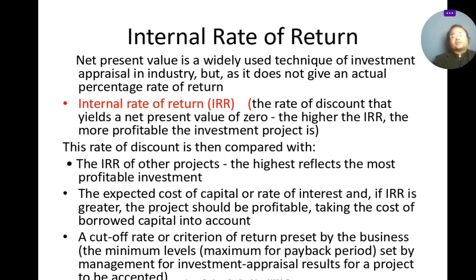It is compared with the expected cost of capital or rate of interest, and if the IRR is greater, the project should be profitable, taking the cost of borrowed capital into account. A cut-off rate or criterion of return, as a percentage set by the business, or a maximum payback period set by management, is needed for a project to be accepted.